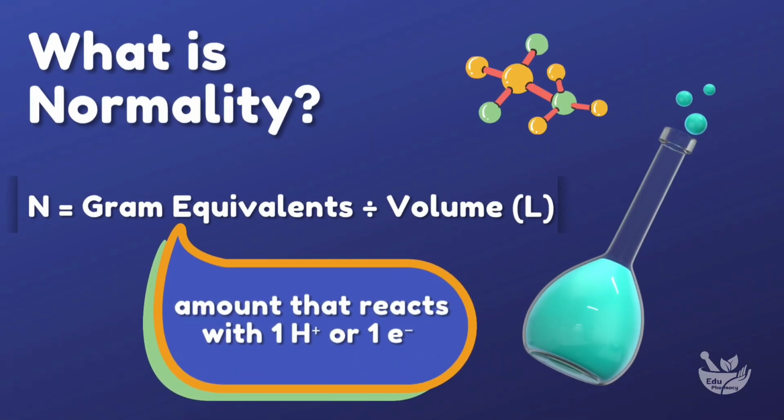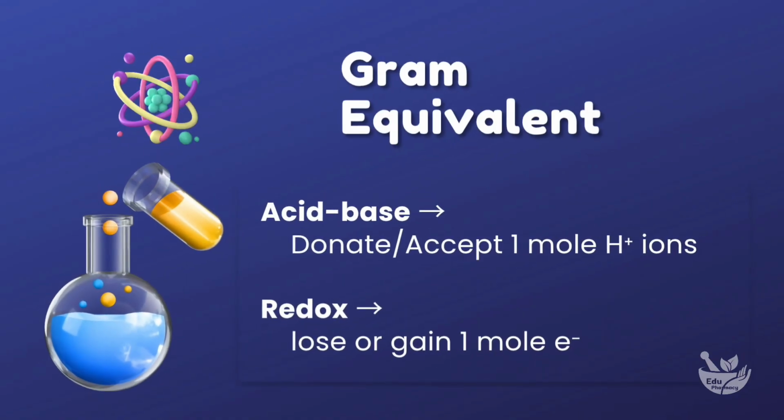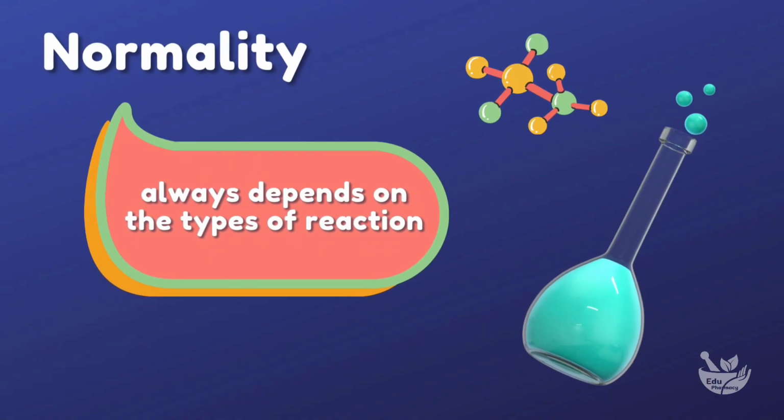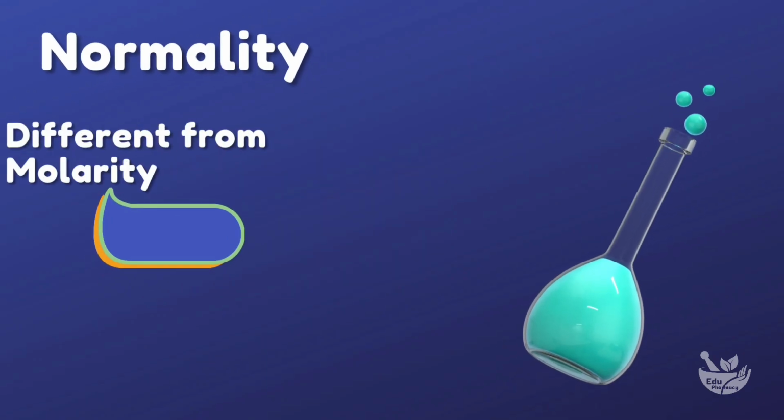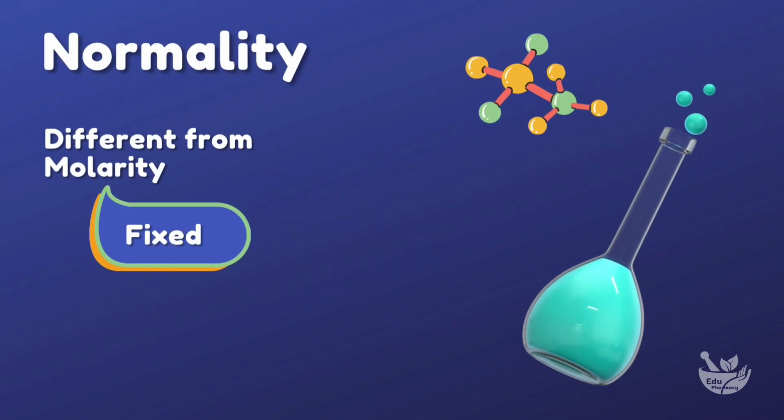An equivalent is the amount of substance that can donate or accept 1 mole of hydrogen ions in an acid-base reaction, or that can lose or gain 1 mole of electrons in a redox reaction. This means that normality always depends on the type of reaction the substance is involved in. That's why it is different from molarity, which is always fixed.